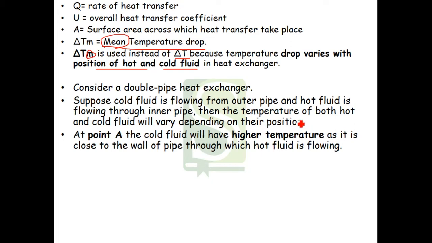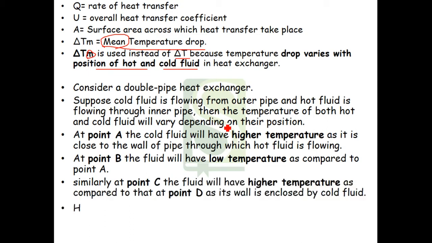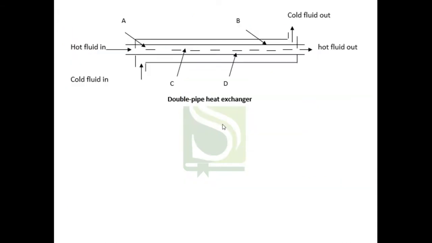Okay, then the temperature of both hot and cold fluid will vary depending on their position. So at point A, the cold fluid will have higher temperature as it is close to the wall of the pipe through which hot fluid is flowing. At point B, the fluid will have low temperature as compared to point A. Similarly, at point C, the fluid will have higher temperature as compared to point D as its wall is enclosed by cold fluid. Hence, we are going to consider a mean temperature drop.